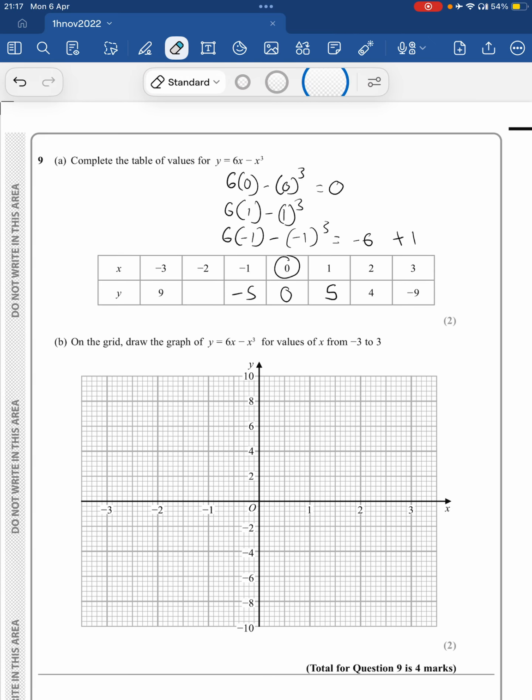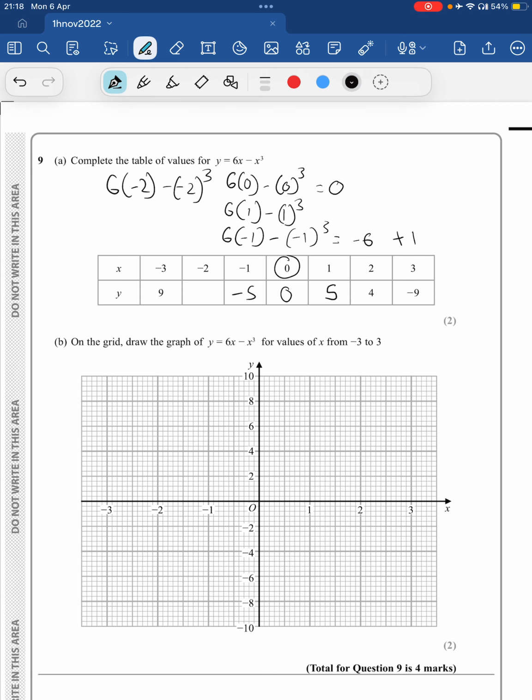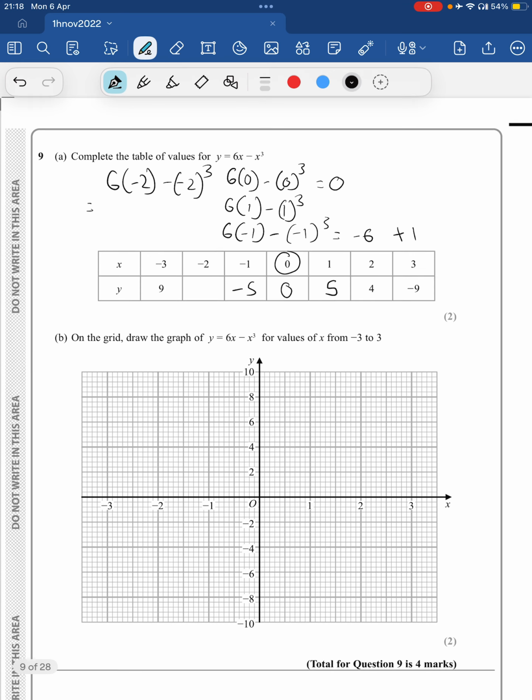And then the final one, we're going to do 6 times negative 2, take away negative 2 cubed. 6 times negative 2 is going to get me an answer of negative 12. Take away negative 2 cubed, which is negative 8. So it's going to be negative 12, take away negative 8, and that's going to get me 4. So now, apologies, negative 4.